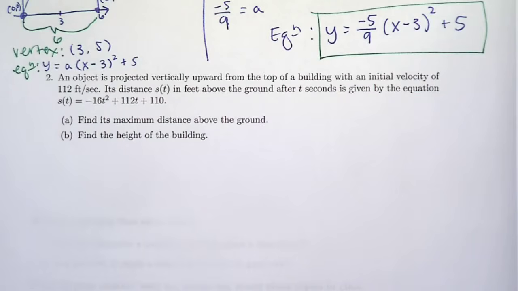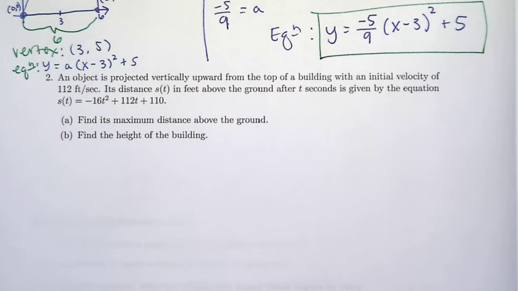Okay, so let's look at the next example. So number 2, it says an object is projected vertically upward from the top of a building with initial velocity of 112 feet per second. Its distance, s of t, in feet above the ground after t seconds is given by the equation s of t equals negative 16t squared plus 112t plus 110. And we want to find its maximum distance above the ground and also find the height of the building.